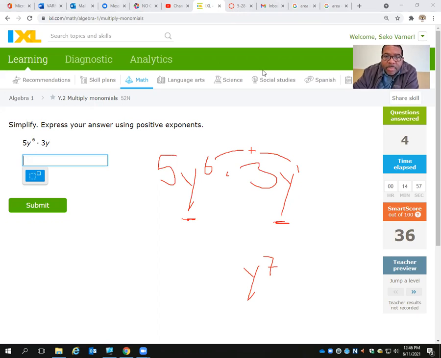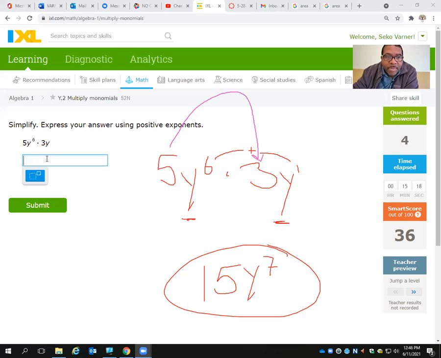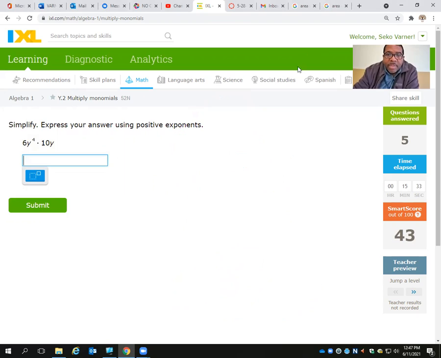And now we're going to multiply the 5 times the 3. And 5 times 3 would be 15. So our answer would be 15 y to the 7th power. That's our answer. Let's type that in. 15 y. We'll click this box to bring it up, and the 7th power, or the 7th exponent. Terrific.